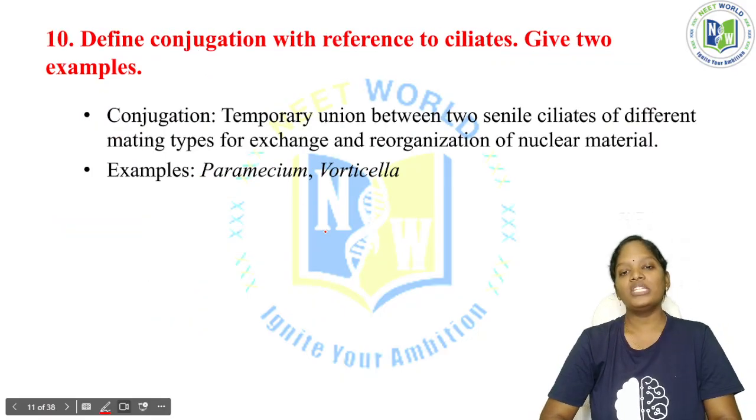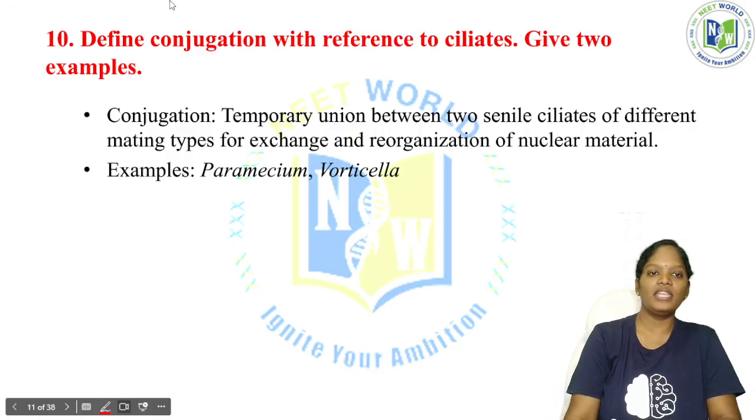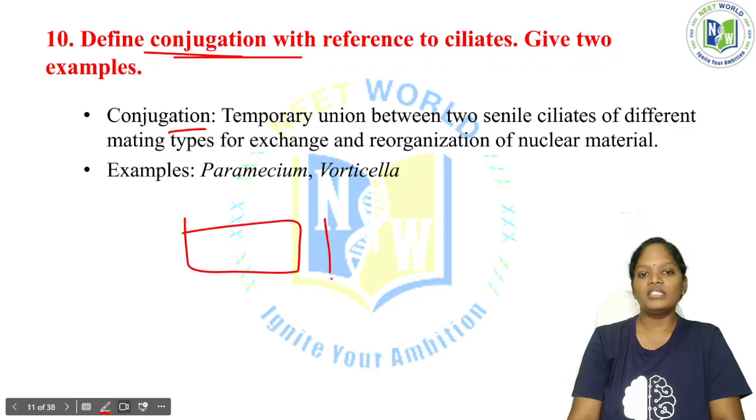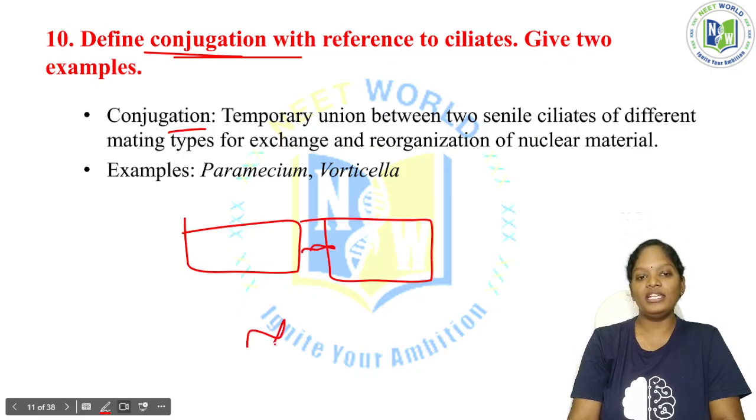Now, define conjugation with reference to the ciliates. Give two examples. So they are asking to define conjugation. Conjugation means, see, this is a bacteria and this is also another bacteria. There is an important structure called pili. This is responsible for attaching two different bacteria just for the reproduction process. That is a sexual reproduction.